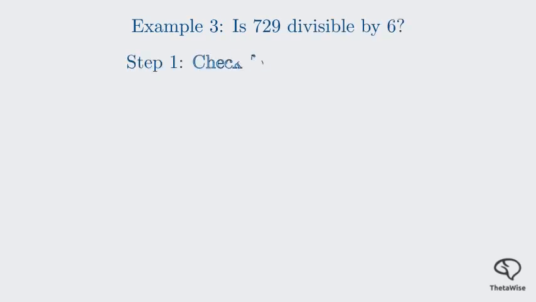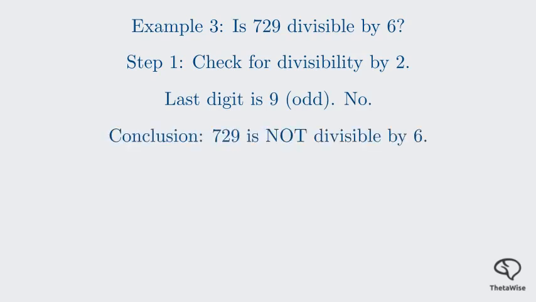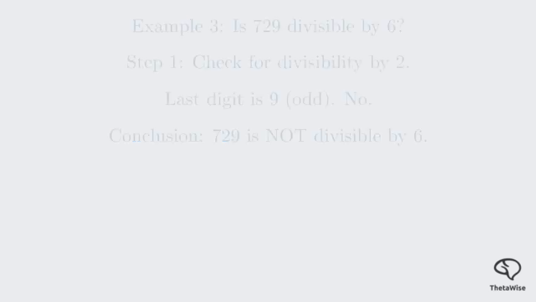Finally, let's look at 729. Is it divisible by 6? First, check for 2. The last digit is 9, which is odd. So 729 is not divisible by 2. We don't even need to check for 3. Because it failed the test for 2, we already know it's not divisible by 6. It must be divisible by both. So we've now learned how to apply the divisibility test for 6 by checking for divisibility by both 2 and 3. This is a powerful technique that connects different divisibility rules.